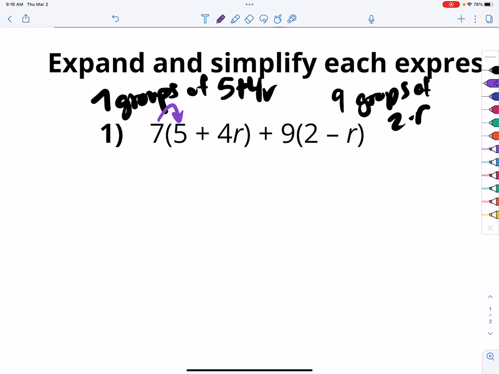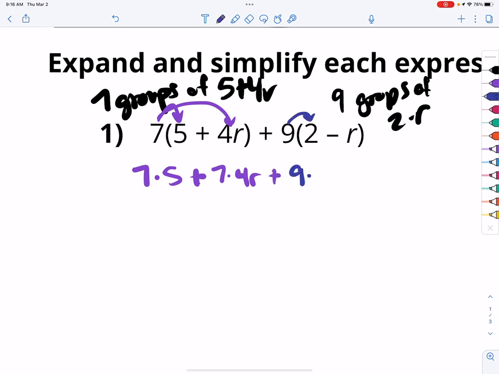When we distribute that 7 across the terms in the parentheses, I'm going to rewrite it 7 times 5 plus 7 times 4r, and then we are adding to that 9 times 2 minus 9 times r. Now I can do my simplifying. Order of operations is still telling us here we have combinations of multiplication, addition, and subtraction. According to order of operations, we need to do all of the multiplications first, and then we will get to those other operations. So let's do some simplifying here.